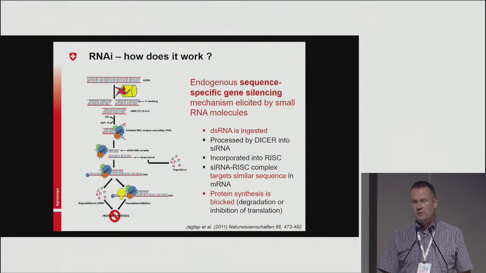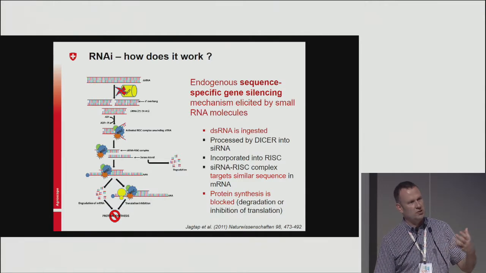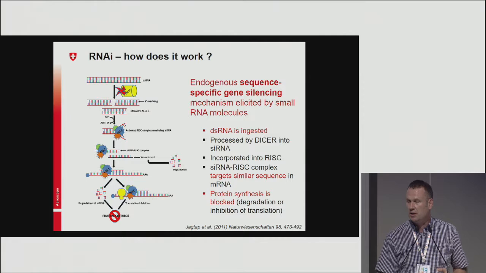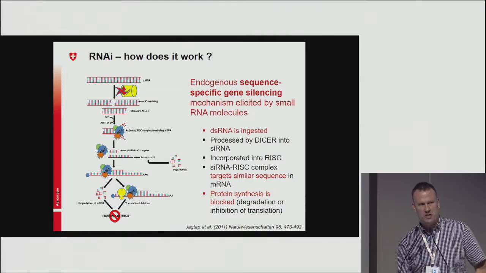RNAi is an endogenous sequence-specific silencing mechanism that is elicited by small RNA molecules. So the insects will ingest a double-stranded RNA. The double-stranded RNA, after ingestion, will enter the gut epithelial cells and other cells in the body, and will be processed into small interfering RNAs, which are typically 21 to 25 base pairs in length. These small interfering RNAs will enter a complex with a molecule called RISC, and this RISC complex will then bind, in a very sequence-specific manner, to messenger RNA in the cell, and by doing that it will block the protein synthesis.